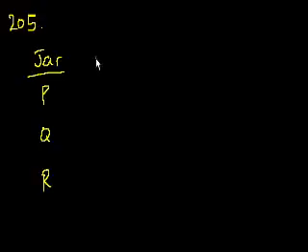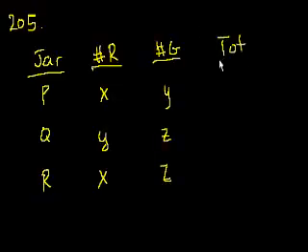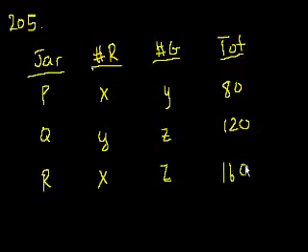And they say number of red is X, Y, and X. And then they tell us the number of green. Number of green is Y, Z, and Z. And then they tell us the total. Total is 80, 120, and 160. And they ask, in the table above, what is the number of green marbles in jar R? So we need to solve for Z.